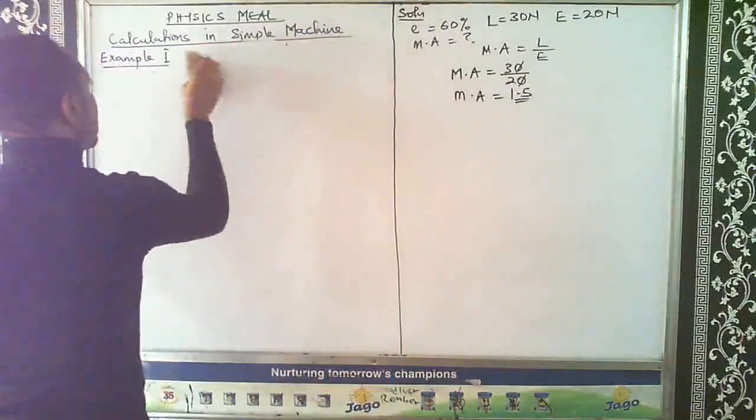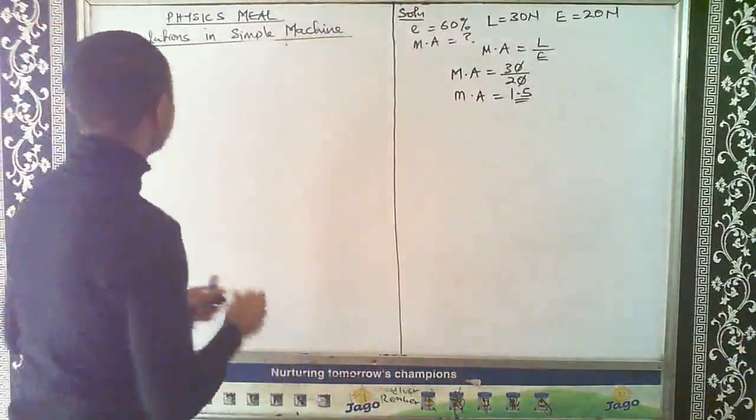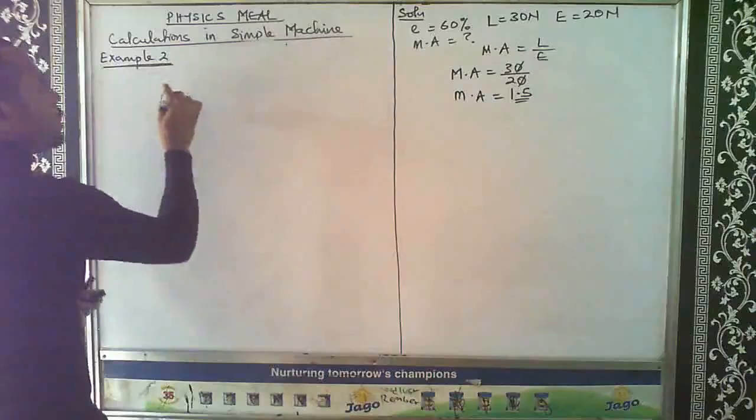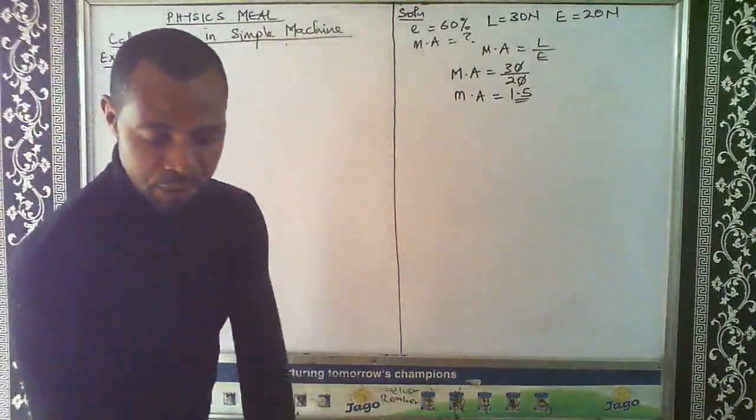Example 2, still on calculations on simple machines. Our second example, still on simple machines. Okay, let's pick a question quickly.